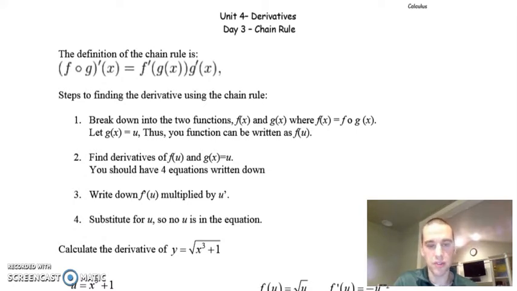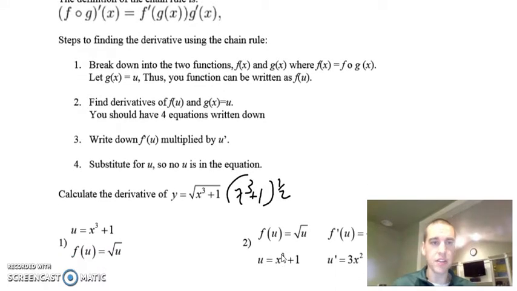So if we look at this first one right here, we have the derivative of the square root of x cubed plus 1. And we all know that the square root is the idea that it is x cubed plus 1 all raised to the 1/2. And so I have the 4 steps written right here, or typed in, that you break down the derivative into two different functions as compositions, just like we talked about. And then we take the derivative of f of u and g of x equaling u. So you should have 4 equations written down, and then you're going to multiply the two derivatives together.